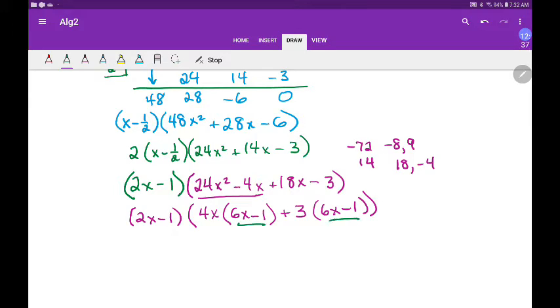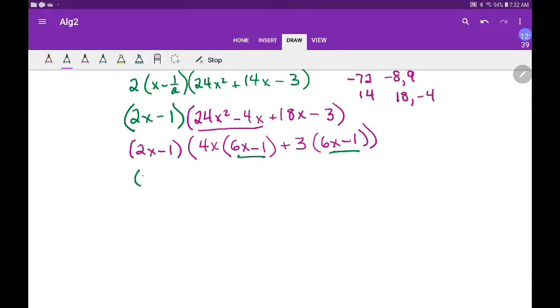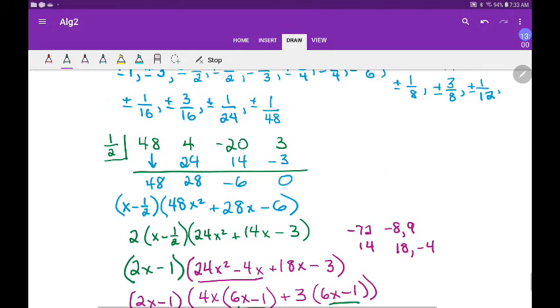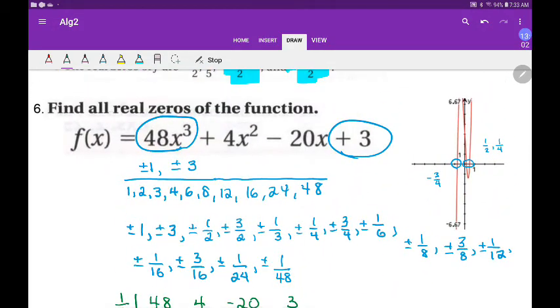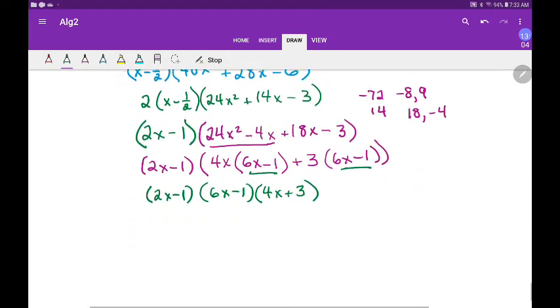This happens twice. So I'm going to say 2x minus 1 times, I'm going to put that 6x minus 1 right in here. And then I'm going to take my leftovers there and there. Those are my leftovers. And I'm going to make a third one, 4x plus 3. Okay, and now it's factored, and I think they want the zeros, don't they? That was the whole point. Find all the zeros of the function. Okay, last step.